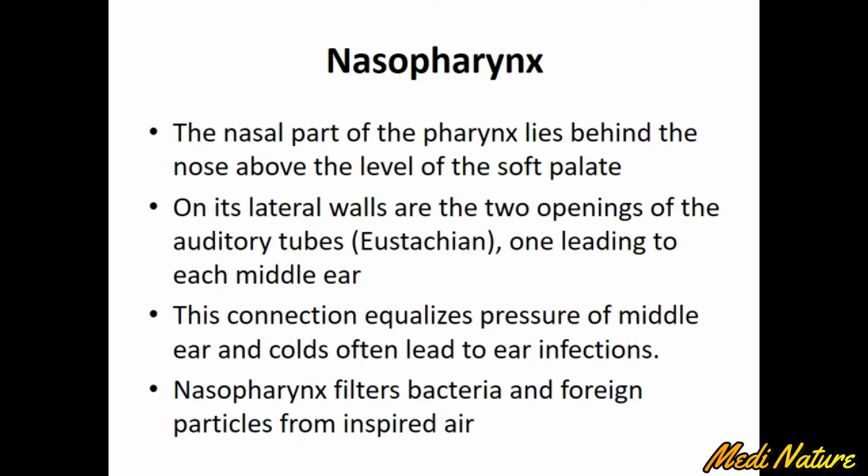The nasopharynx is the nasal part of the pharynx, which lies behind the nose above the level of the soft palate. On its lateral wall, there are 2 openings of the auditory tubes, or what we call the Eustachian tube, which leads to the middle ear. This connection is important in equalization of pressure of the middle ear with the environmental pressure.